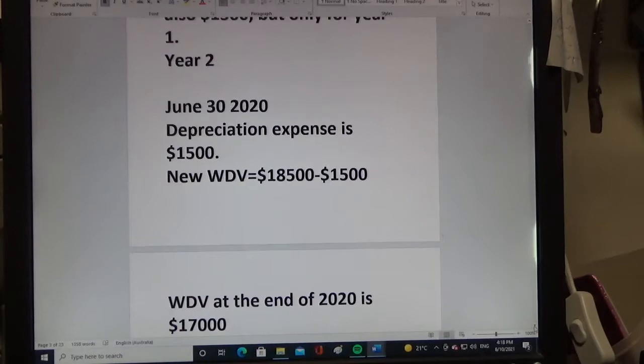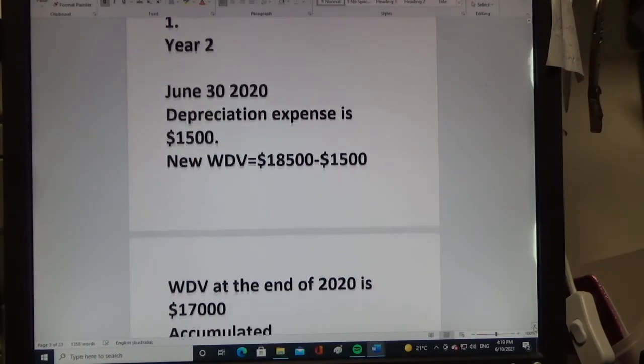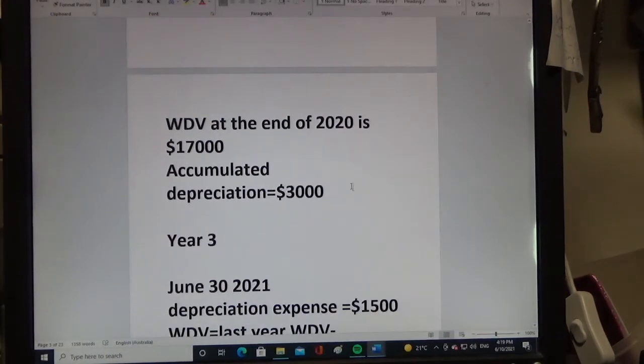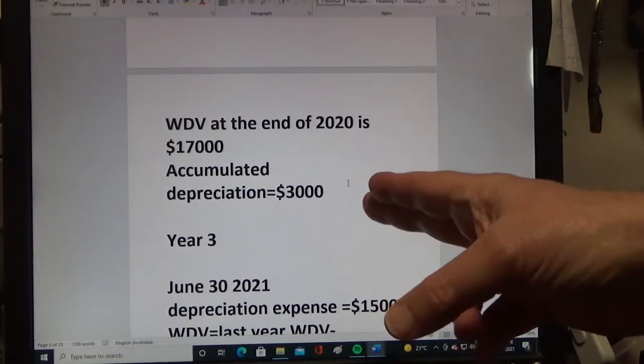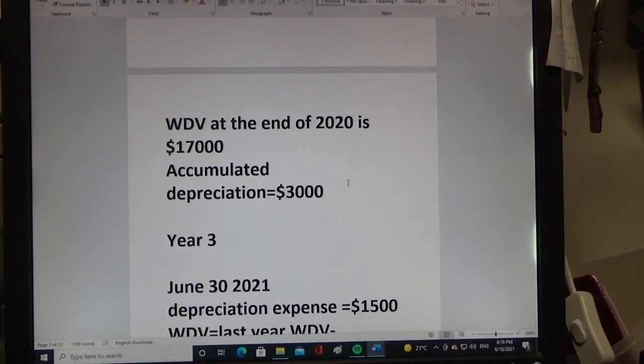In year 2, it's a bit different. The depreciation expense is still $1,500, and that's how you calculate written down value from the last written down value. 18,500 minus 1,500 gives you 17,000. But now what's different is the accumulated depreciation figure is now 3,000, because you've had 2 years now, year 1 and year 2 depreciation expense, 1,500 in each year. So you add those two depreciation expenses to give you this figure for accumulated depreciation.